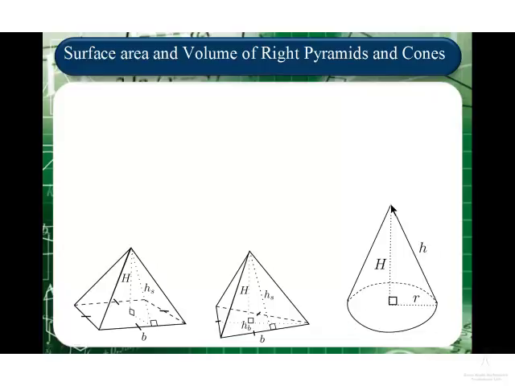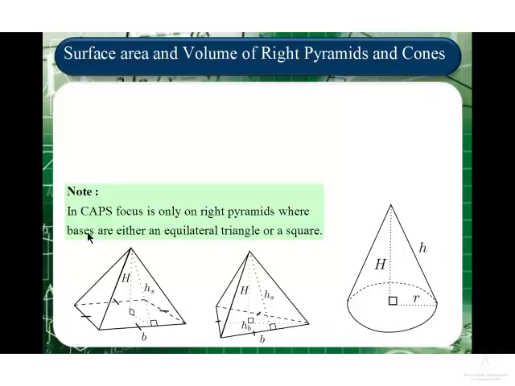The right cone in this case will then be the cone where you drop the perpendicular from the apex down to the center of the circular base. Note that in the CAPS document the focus is only on right pyramids where bases are either an equilateral triangle or a square, and alternatively a circular base, which gives us the right cone in such a case.